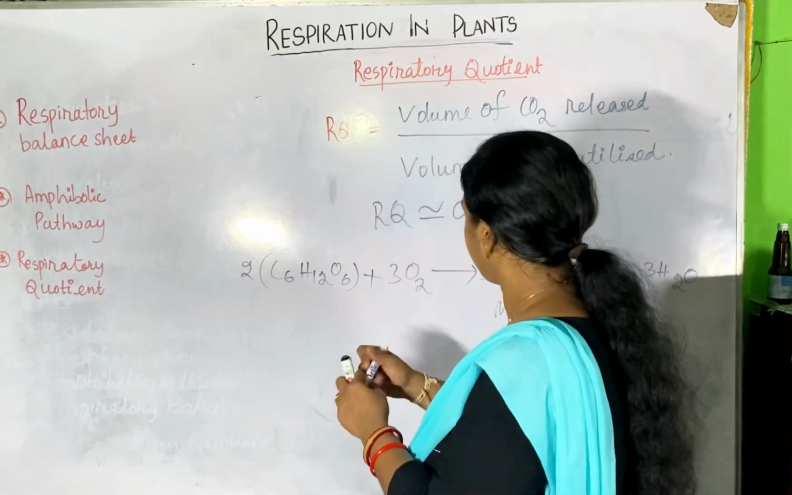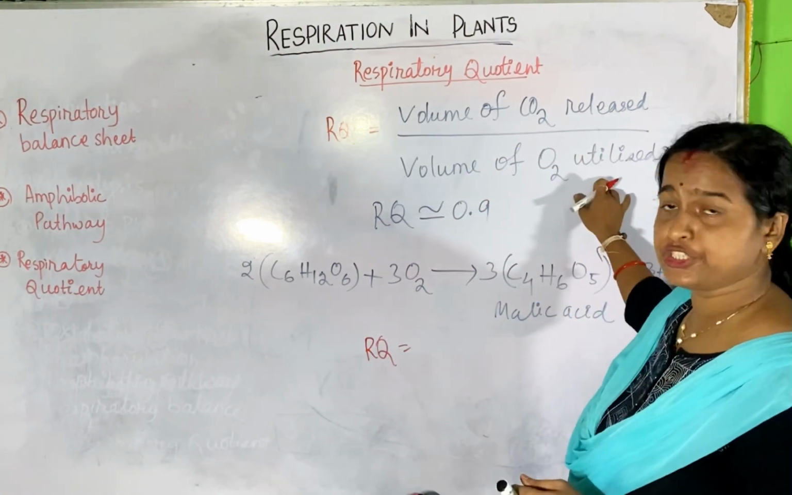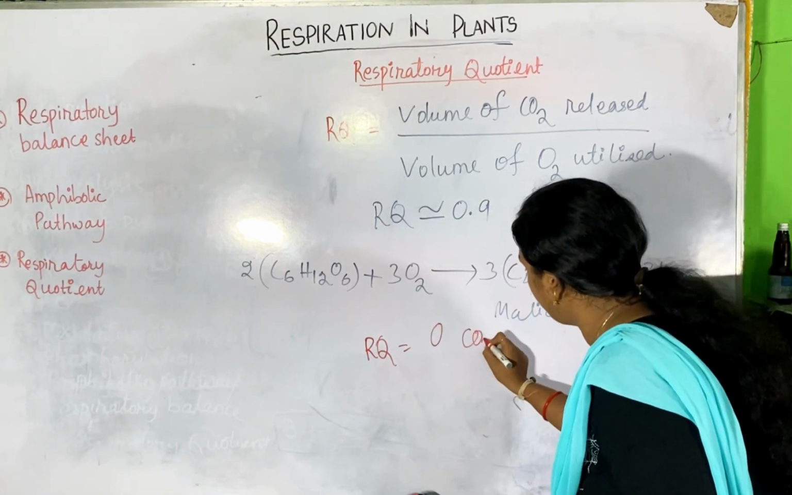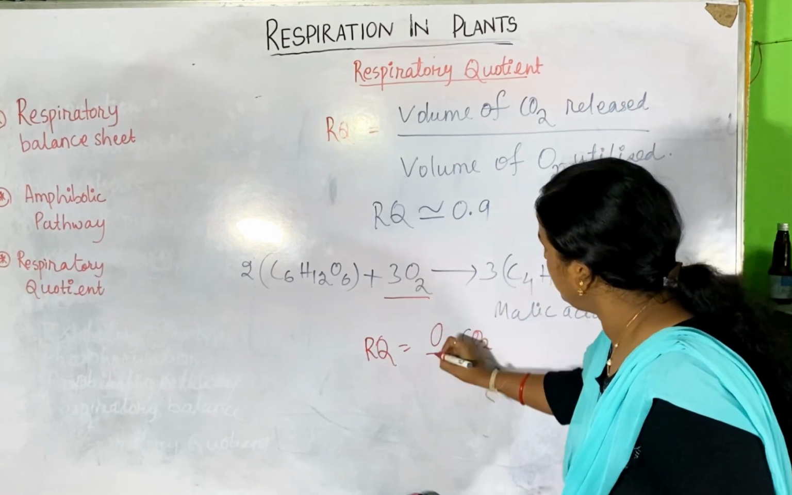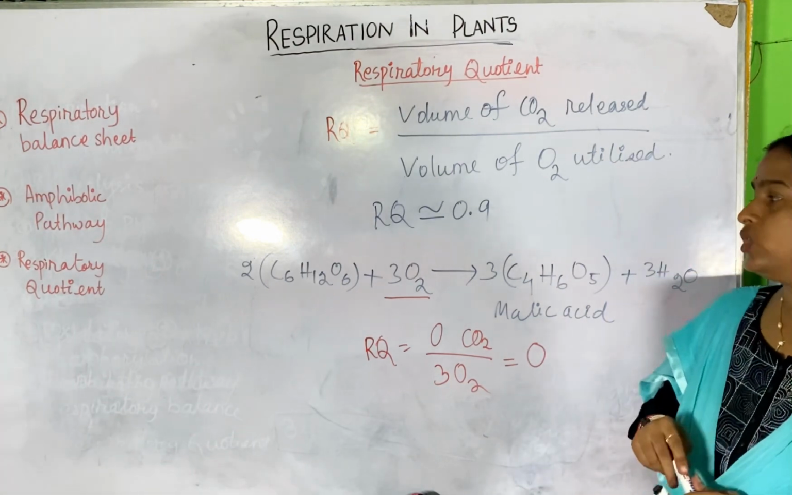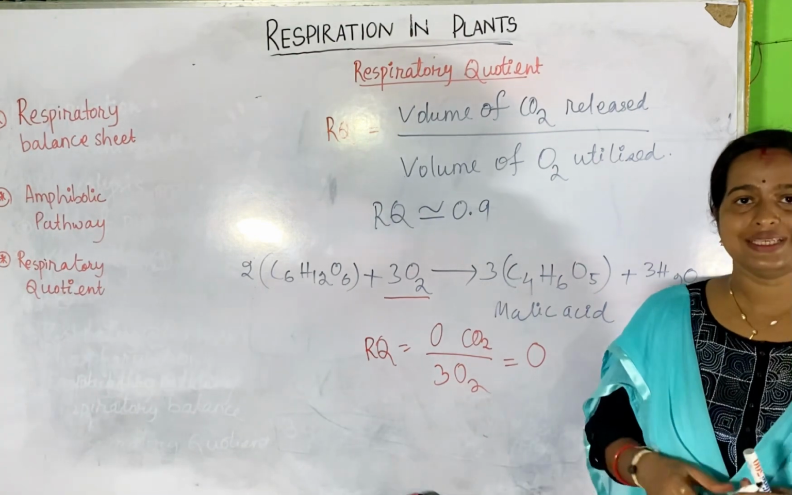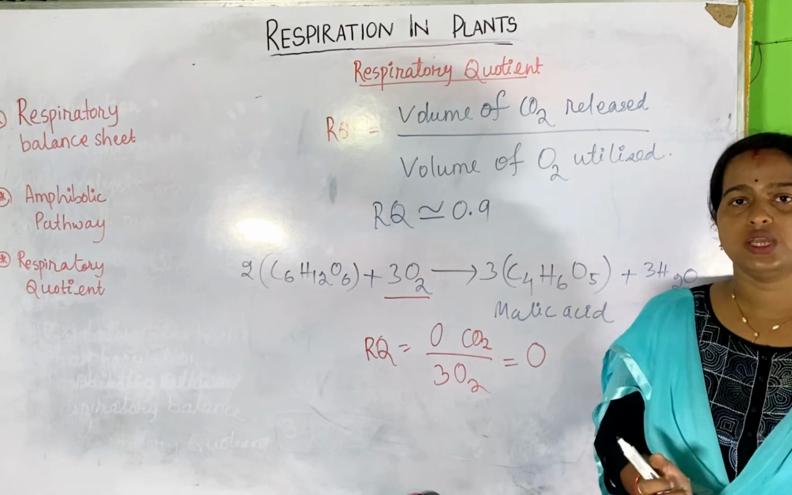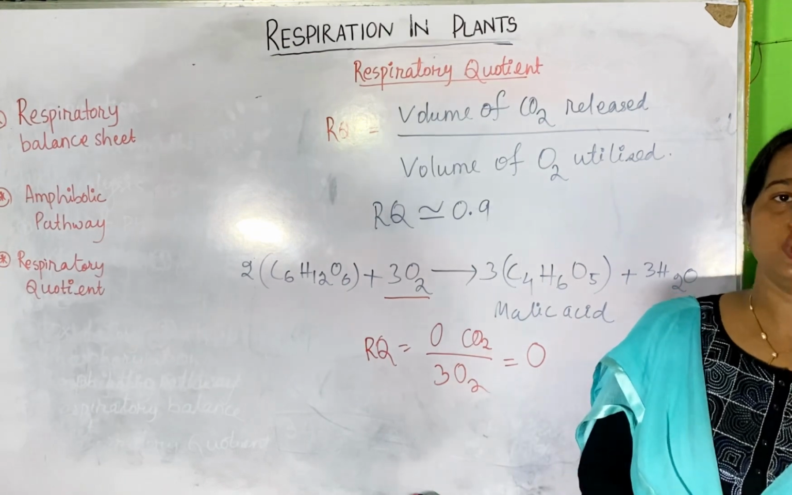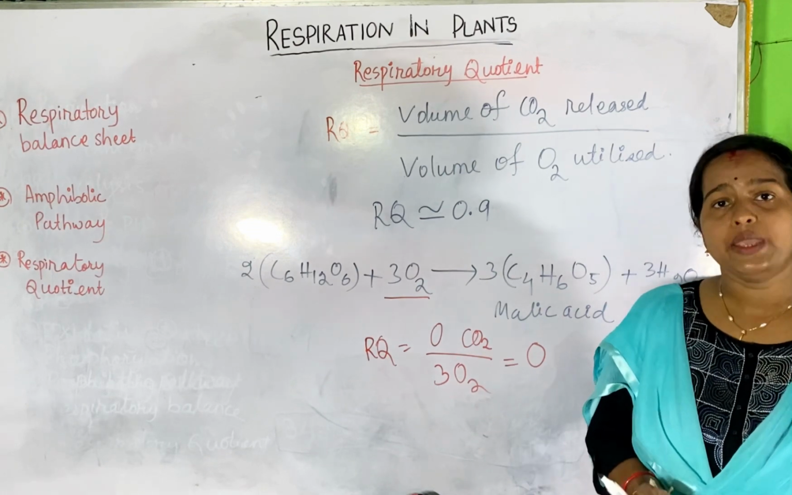So RQ will be volume of carbon dioxide released by volume of oxygen utilized. But where is carbon dioxide? That is 0 carbon dioxide divided by 3 oxygen. It is equal to 0. So RQ differs from substrate to substrate. It can be 0, it can be more than 0, it can be less than 1. And RQ gives the knowledge about the respiratory substrate, that is, which respiratory substrate enters the respiratory pathway, and also it gives the knowledge about the type of respiration.